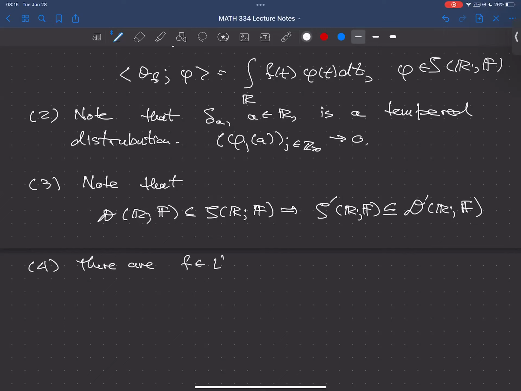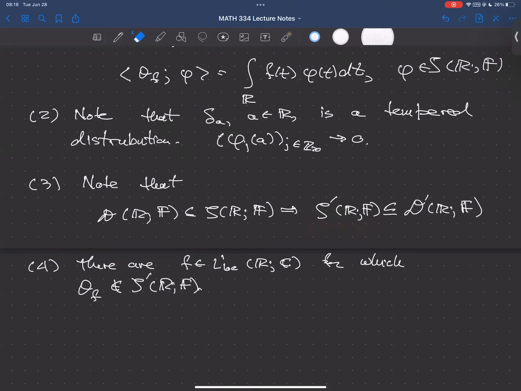Okay, there. There are f's in L1 loc for which theta f is not a tempered distribution. Okay, so I know if f is in L1 loc, then theta f is in here. But the fact is there are locally integrable f's for which it's not in the set of tempered distributions. And so there are lots of examples. Here's one. You can take e to the t, you can take e to the minus t, because e to the minus t blows up at minus infinity.